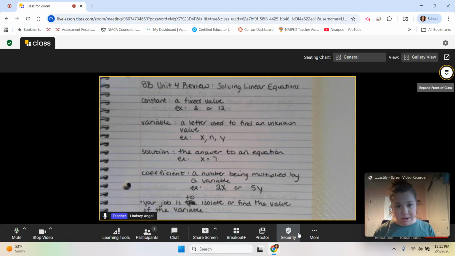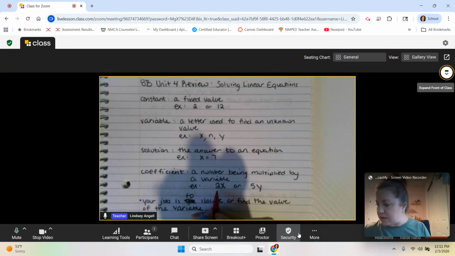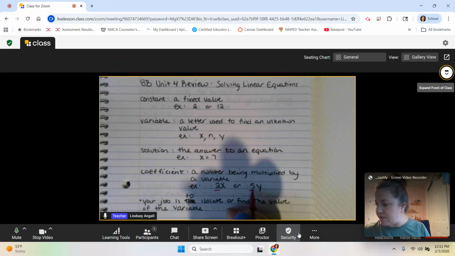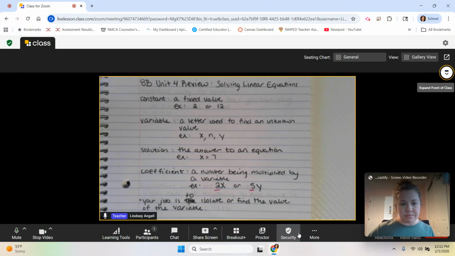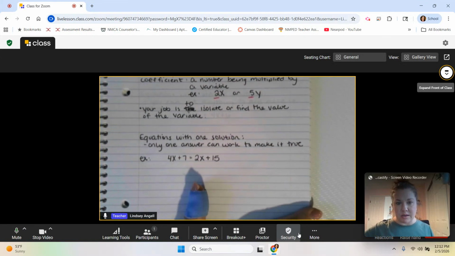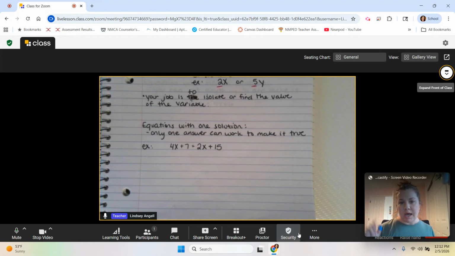Solution, hopefully you know that word by now. The answer to an equation, so x equals 7, the solution would be 7. Or coefficient, a number being multiplied by a variable. So in this case, like I've got two examples, 2x or 5y. So the coefficient is the 2 or the 5. Okay, those are the coefficients. And we know when they're smushed together like that, it means to multiply. All right? Your job in solving equations is always to isolate or find the value of the variable. Okay, that's your ultimate goal with equations.